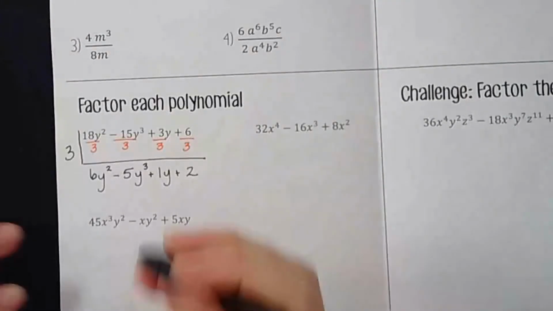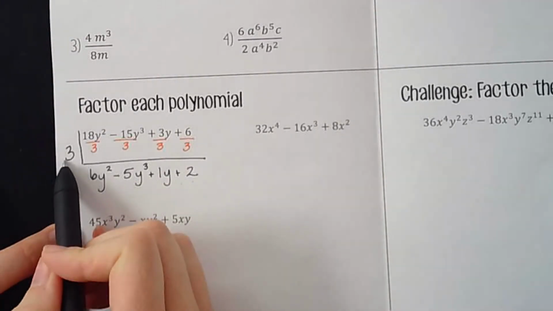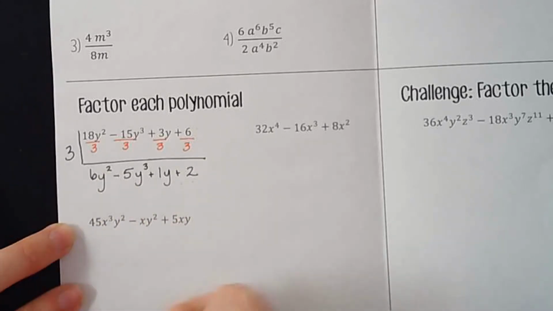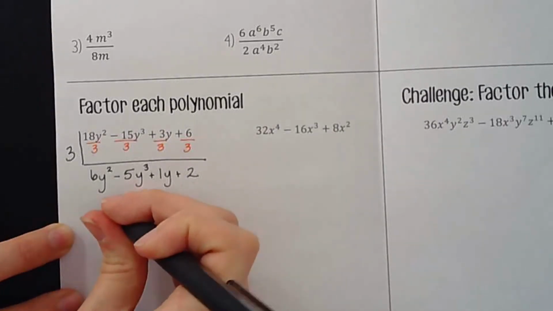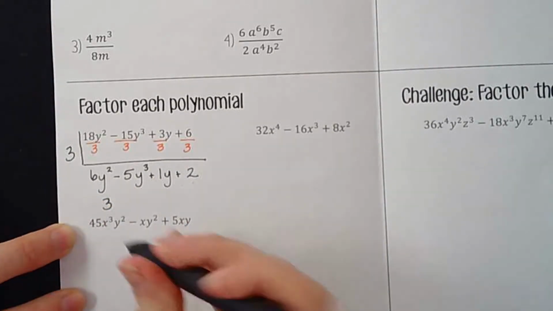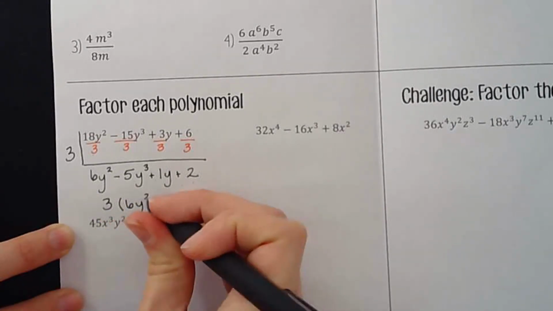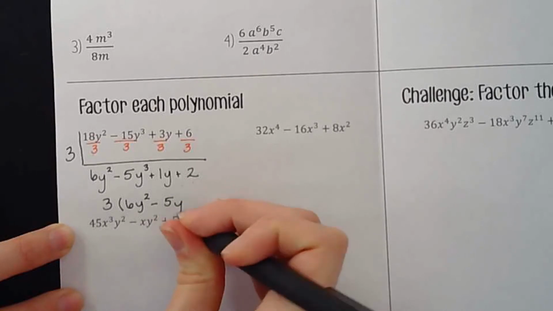So my final answer, I'm going to set up my two factors so that they look like a multiplication problem. So I know I can factor out a 3, and that would be distributed into this polynomial.